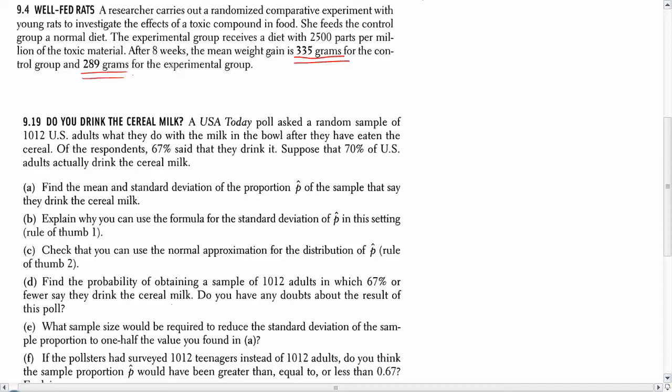Okay, well, are either of these about all rats ever, or in the United States, or in their city? Okay, both of these are samples. They're comparing two sample groups against each other. That first sample group, so you could call it x bar 1, or you could call it x bar control, x bar experimental, and so on. That one would be 335. Okay, x bar 2 would be 289.